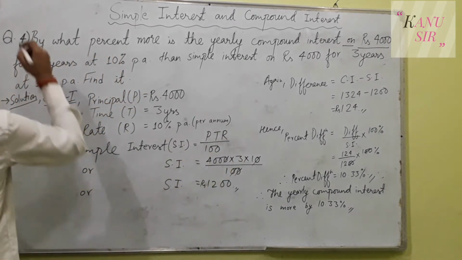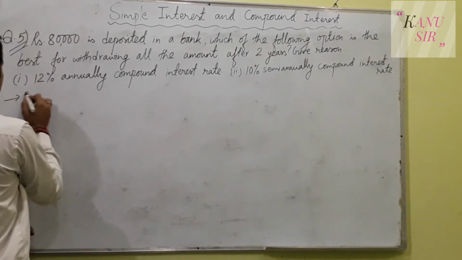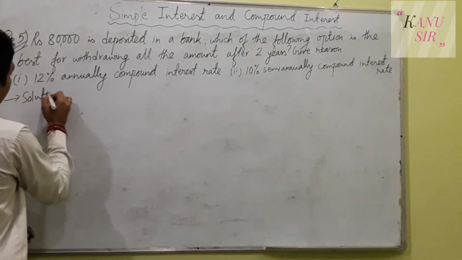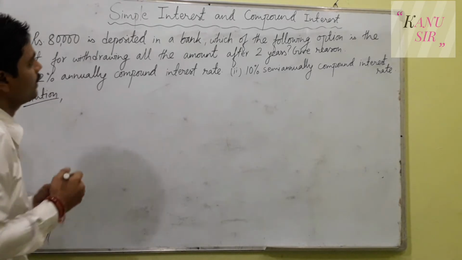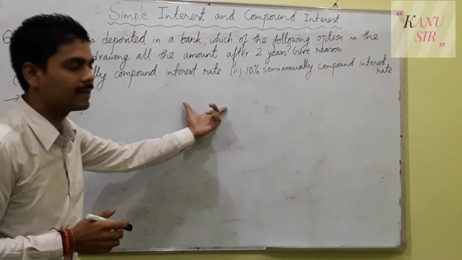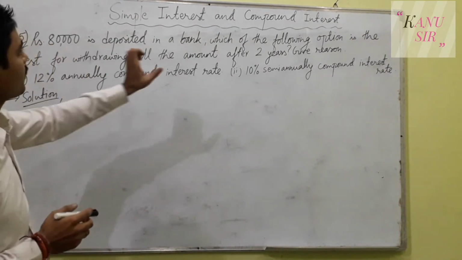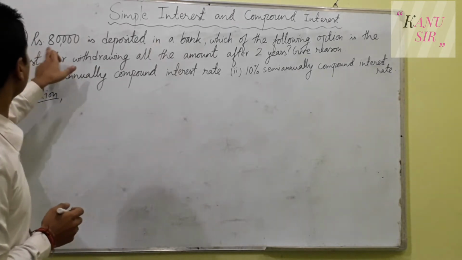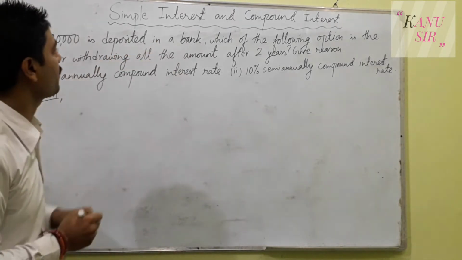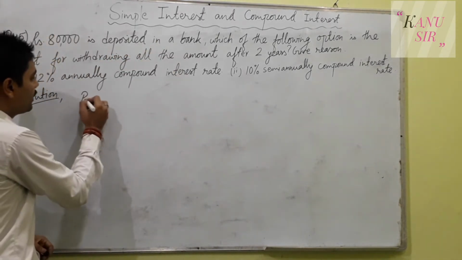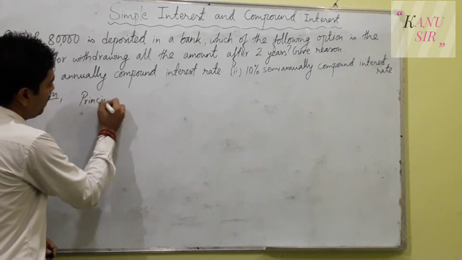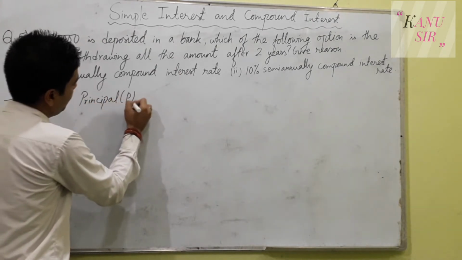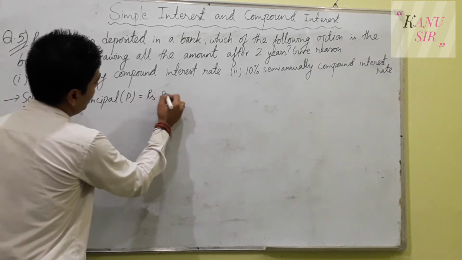In question number 5, we must try to understand the question again. There are two conditions given. First let us understand the main question. Rupees 80,000 is deposited in a bank. It means it is principal. P is rupees 80,000.